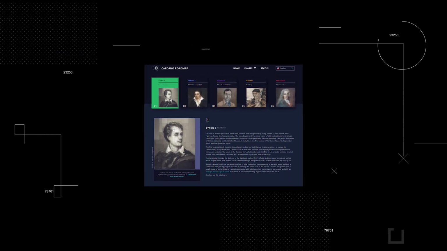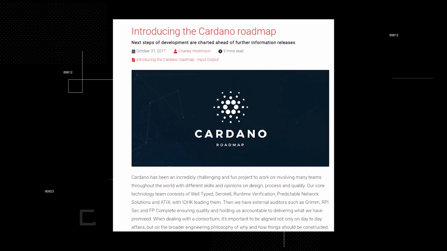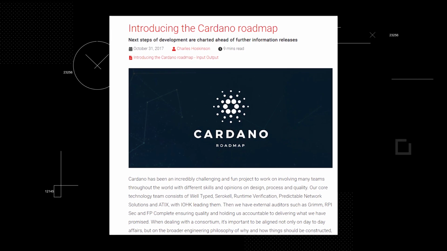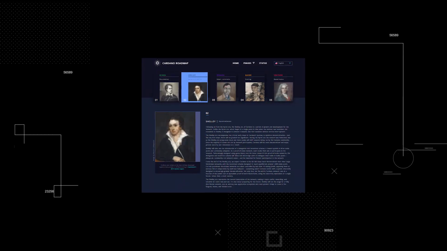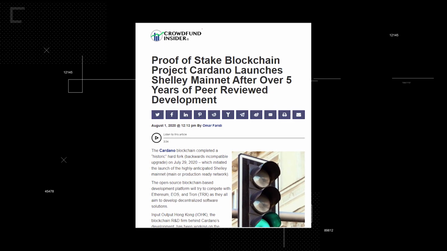The first step is Byron. Launched in 2017, the foundational architecture of the network was developed and tested to make sure the network ran properly. Next is Shelley, officially launched on July 29, 2020, decentralizing the blockchain network.